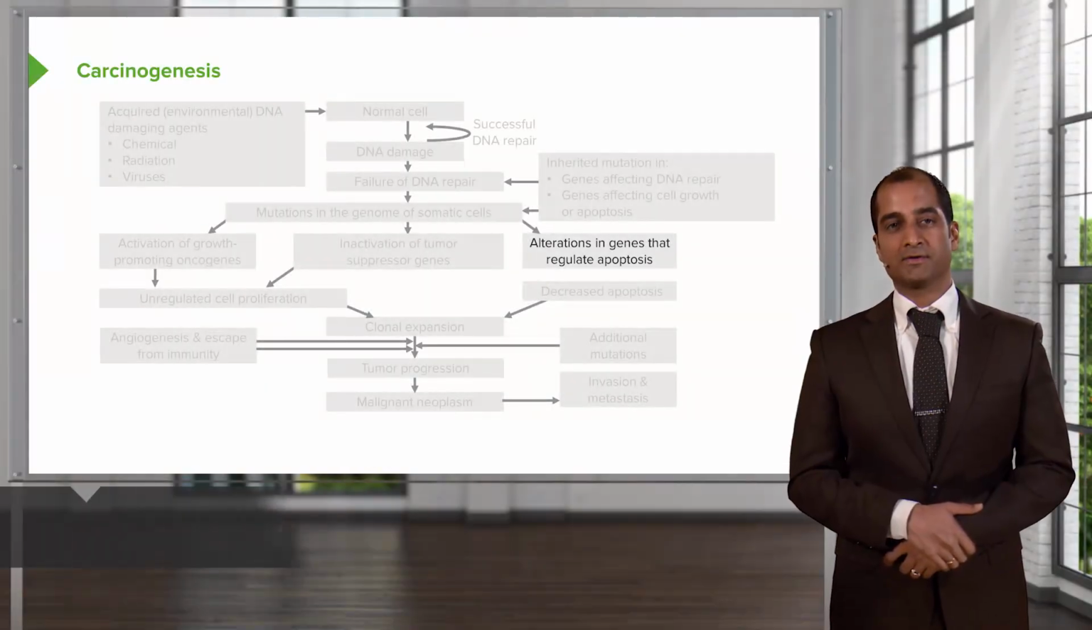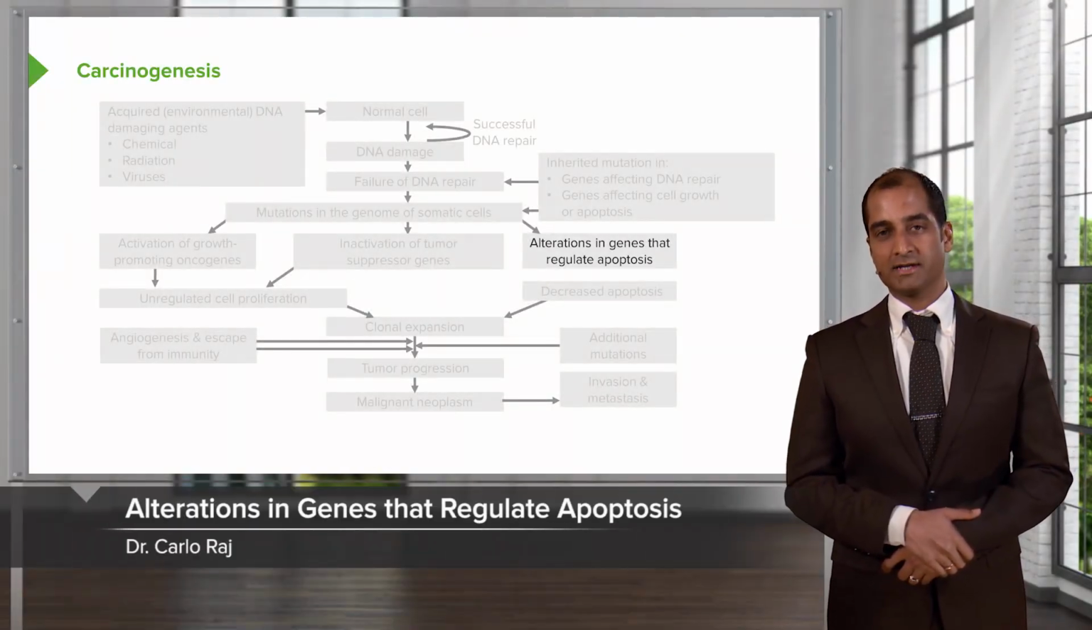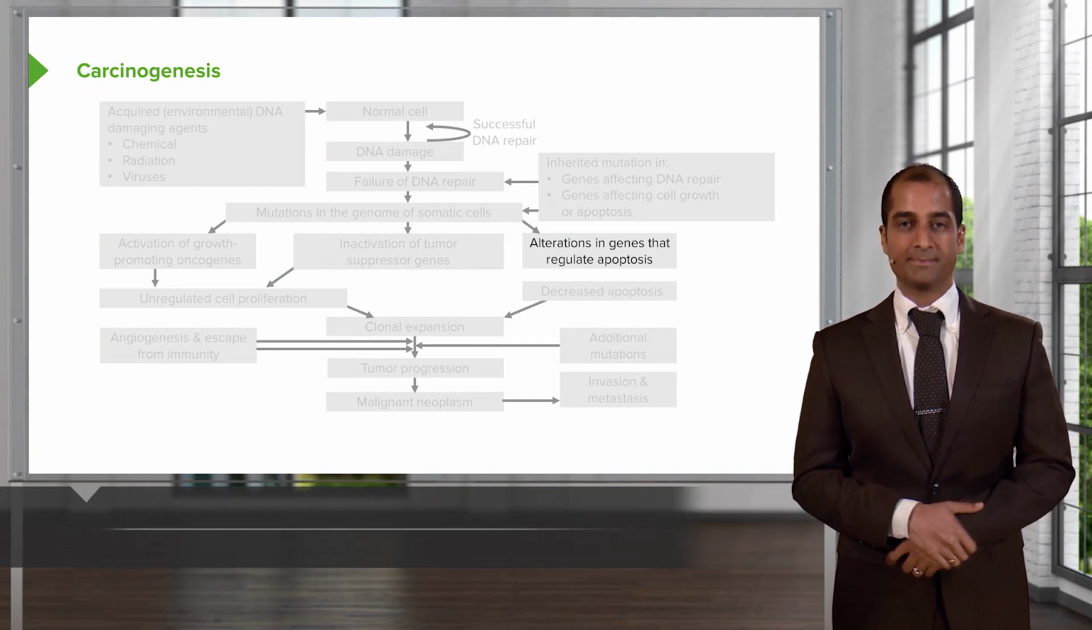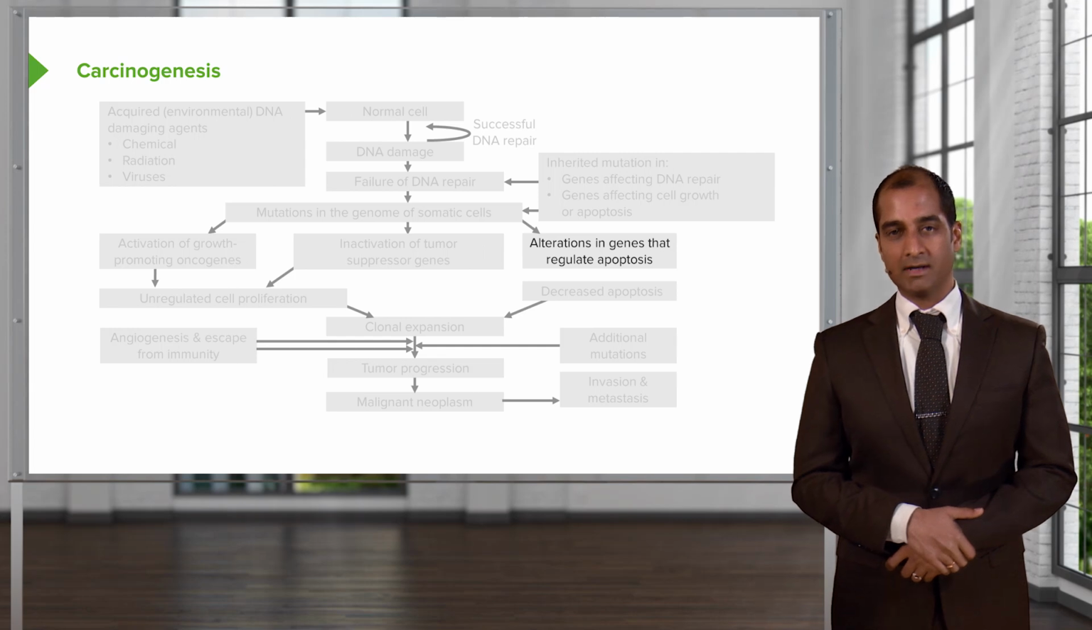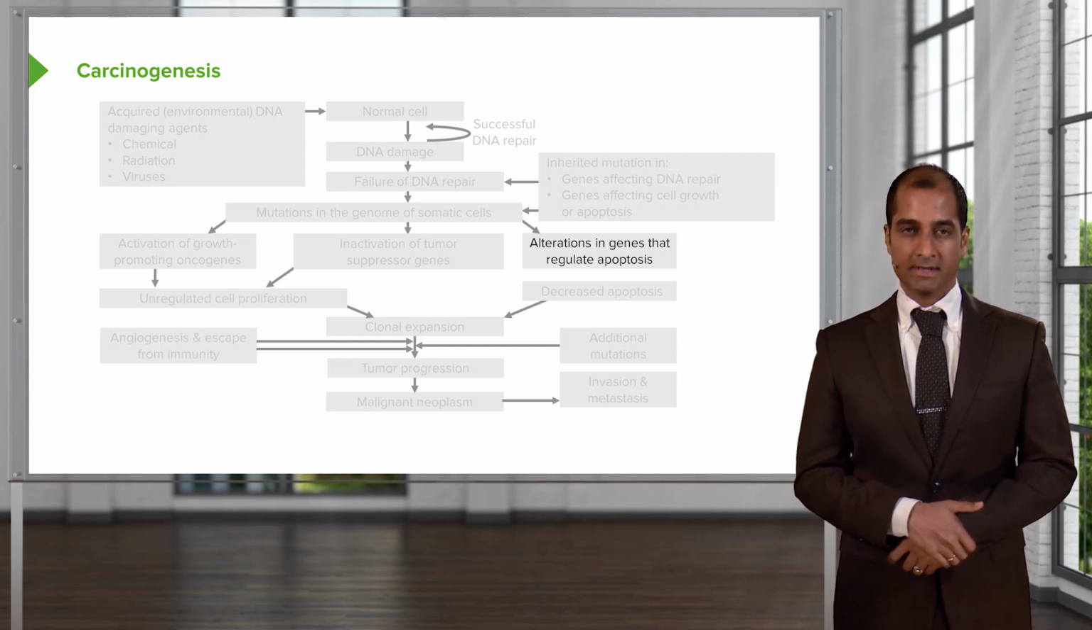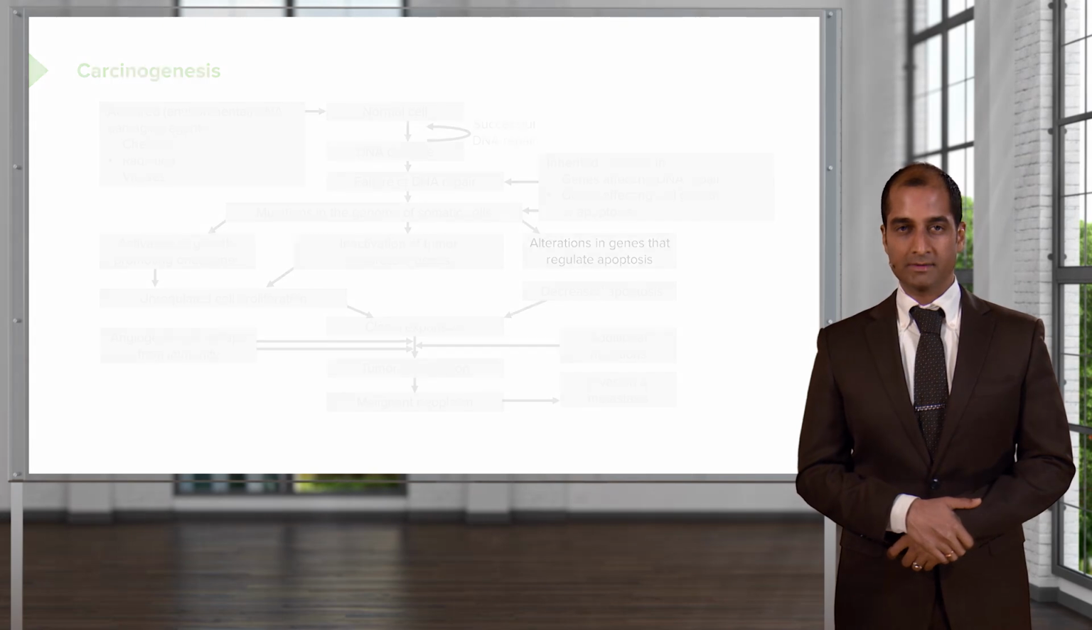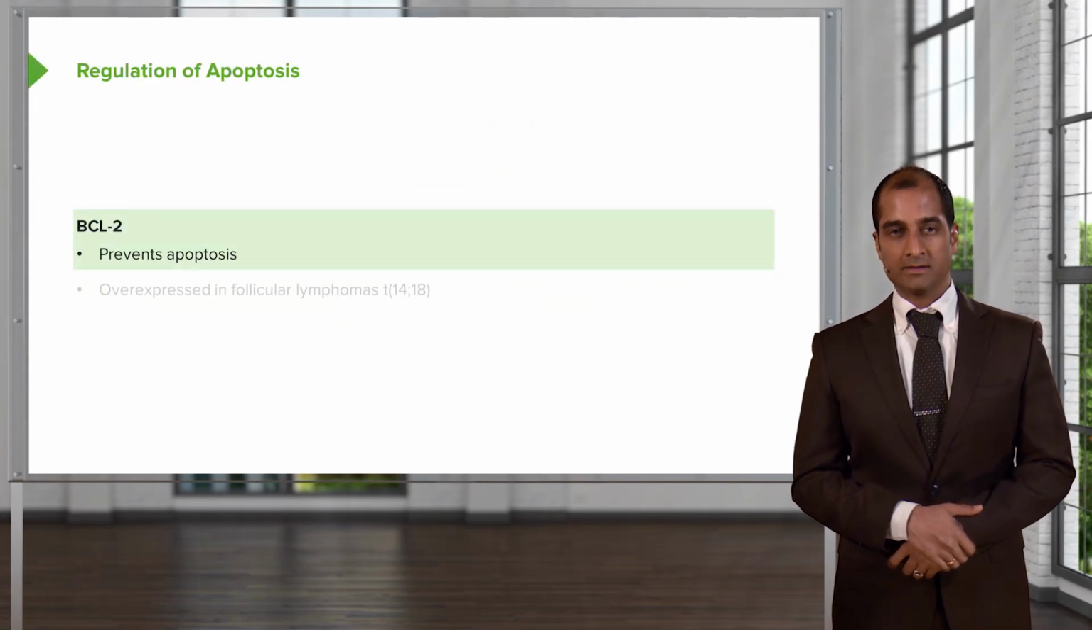Another major component of carcinogenesis would be alteration in genes that then evade apoptosis. Remember, please, that in cancer, it doesn't want apoptosis. So therefore, let me give you an example as to how it does this exactly. The topic here brings us to BCL2.